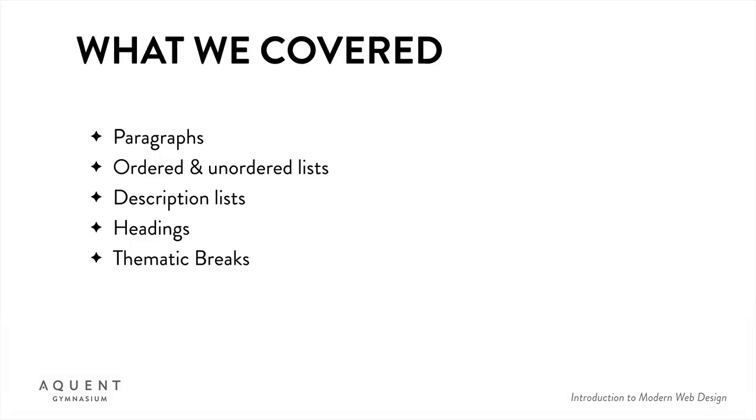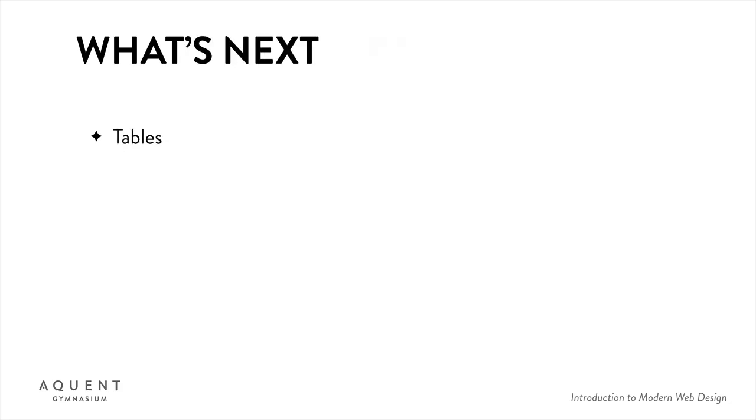And that brings us to the end of this chapter. We talked about paragraphs, we've discussed different types of lists such as ordered and unordered lists, as well as description lists. We've discussed headings, and we've discussed thematic breaks. In the next chapter, we'll tuck into tables.